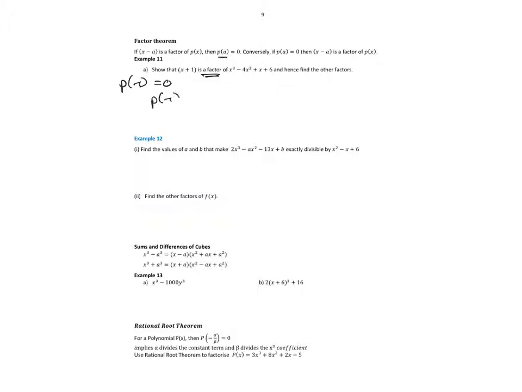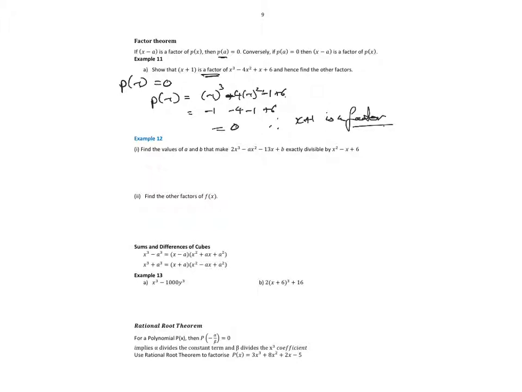So p of minus 1 is equal to negative 1 cubed, minus 4 times negative 1 squared, minus 1 plus 6. Negative 1 minus 4 minus 1 plus 6 is equal to 0. Therefore, x plus 1 is a factor.